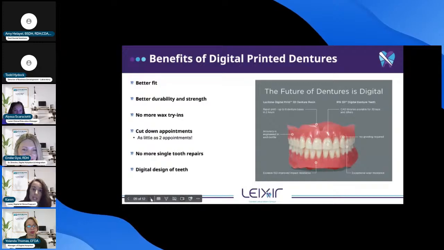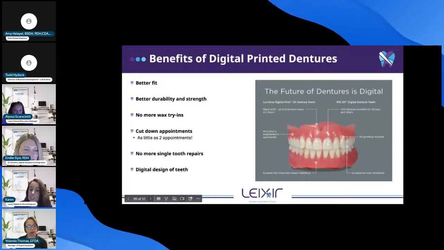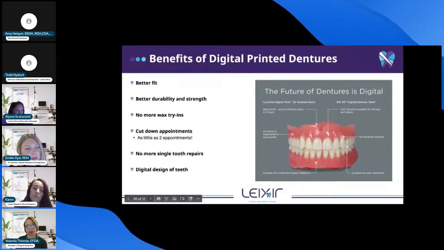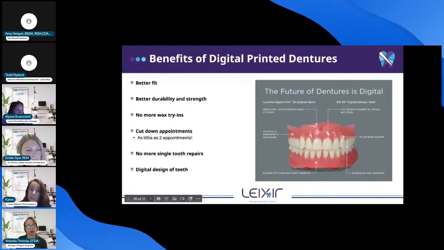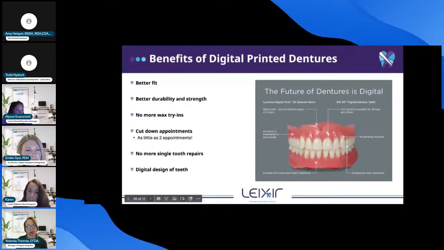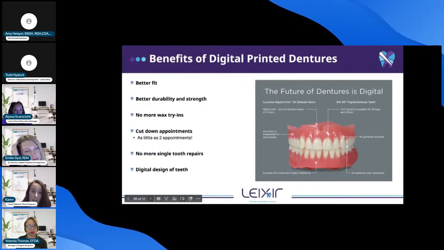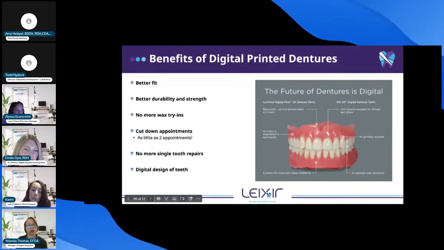So we at Leixir do a lot of digital printed dentures. There's a few benefits to these, and they work very well with locator overdentures and fixed overdentures. They're a better fit, with better durability and strength. There's no more wax try-ins, so it cuts down appointments a lot. It cuts down 2 or 3 appointments. There's no more single tooth repairs.